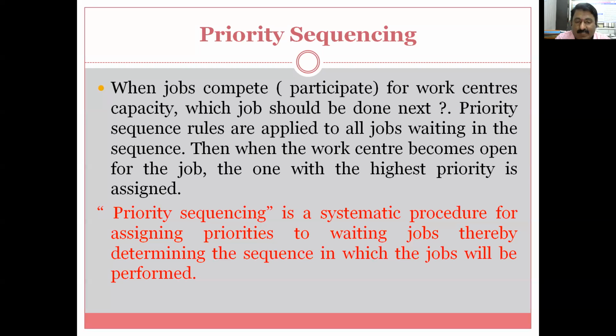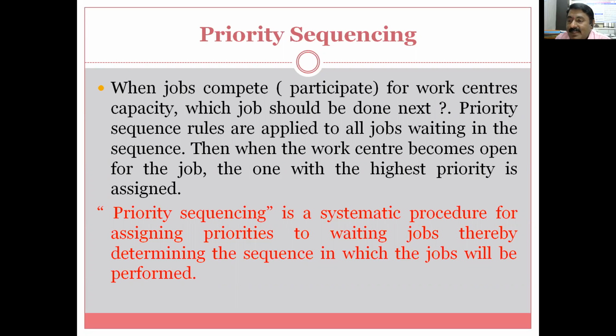Now, priority sequencing. There are problems also related to sequencing, so we will discuss the term and then we will go for the numericals also. When a job is complete, and work center capacity becomes available, which job should be done next? One job is over, we have to load the next job. What is next? Priority sequence rules are applied to all jobs waiting in the queue.